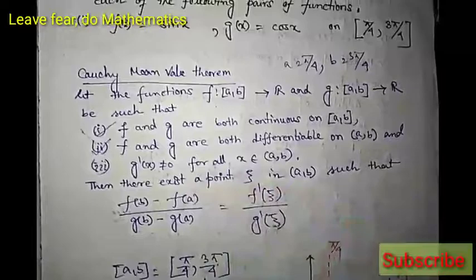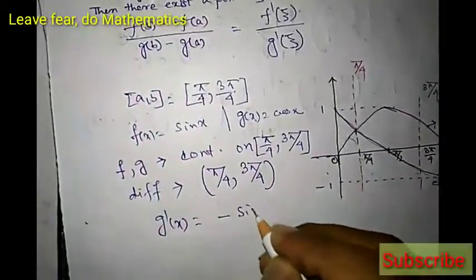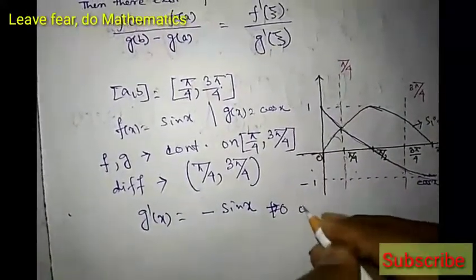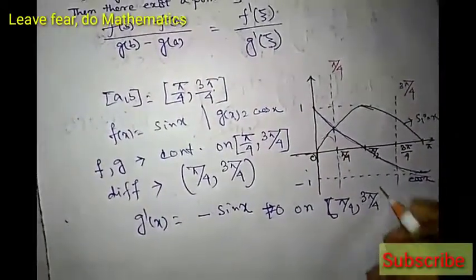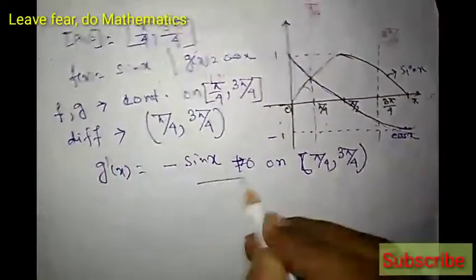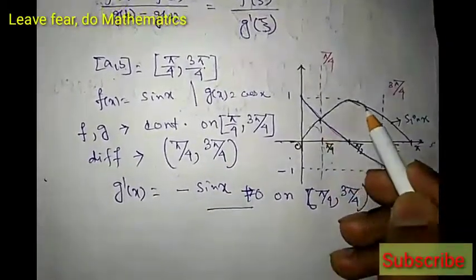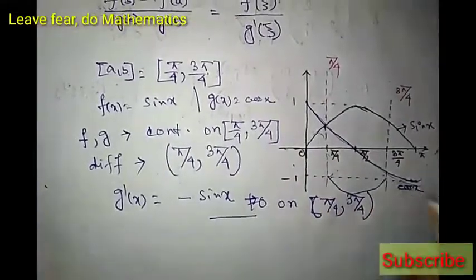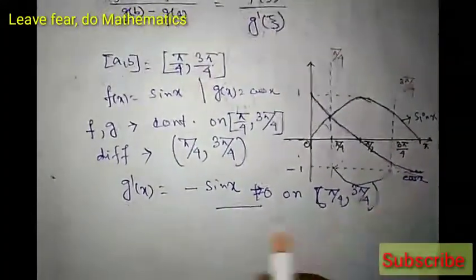That is, g' is not equal to 0 for all x in the open interval (a, b). So what is g'? g is cos x, so g'(x) equals minus sin x. And minus sin x is not equal to 0 on the open interval (pi/4, 3pi/4). Why is this true? Just look at the graph of sin x in (pi/4, 3pi/4). The graph of minus sin x will be just the mirror image of that, so it will be like this. And look, this does not intersect the x-axis, so this is never 0. That is why our claim is proved.